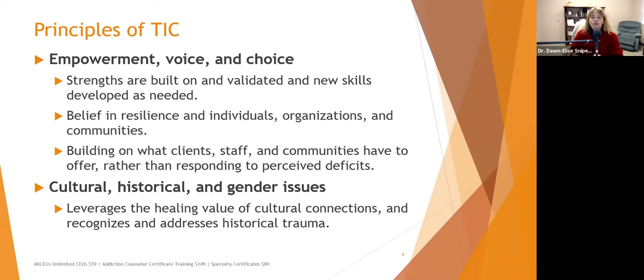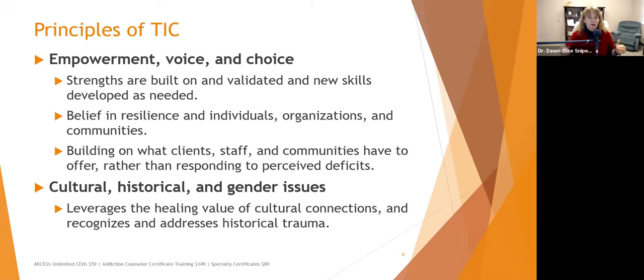So empowerment, voice, and choice also means that we look at strengths and we build on the strengths that the client has. How have they dealt with their trauma until now? How have they built their life, the good parts of their life, up until now? Let's build on that, because those are the strengths that they have. We may need to sharpen those tools a little bit or switch from a manual tool to a power tool, but we're going to build on them.